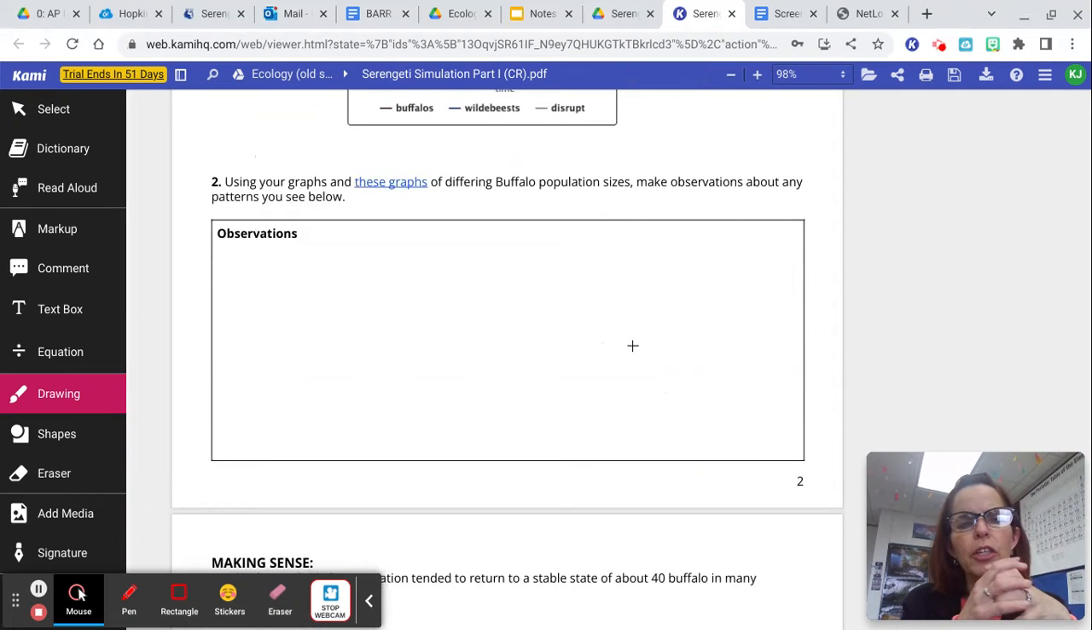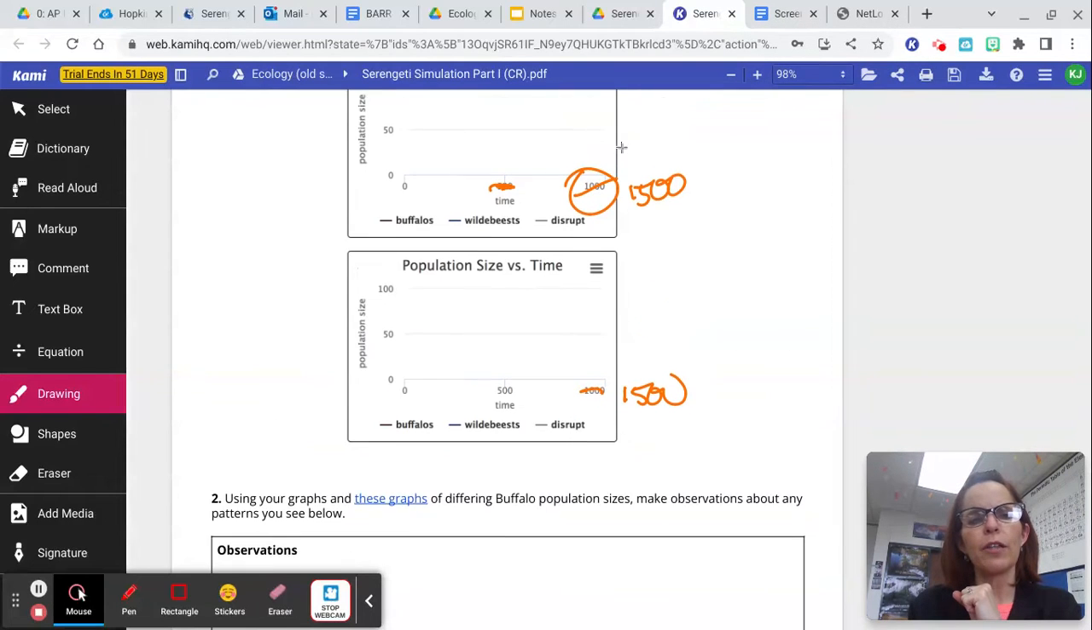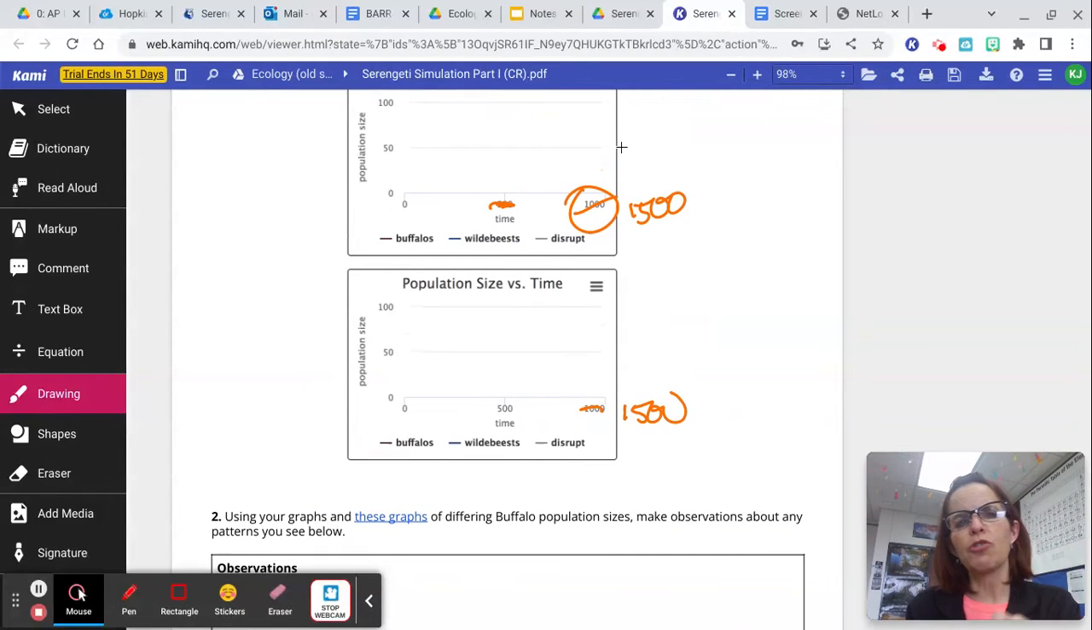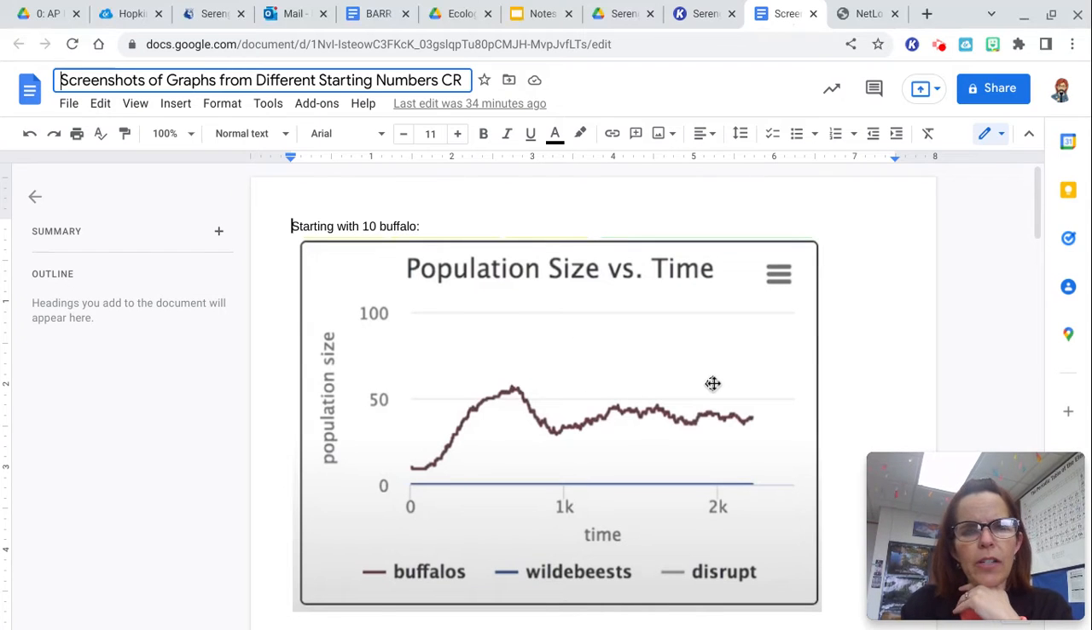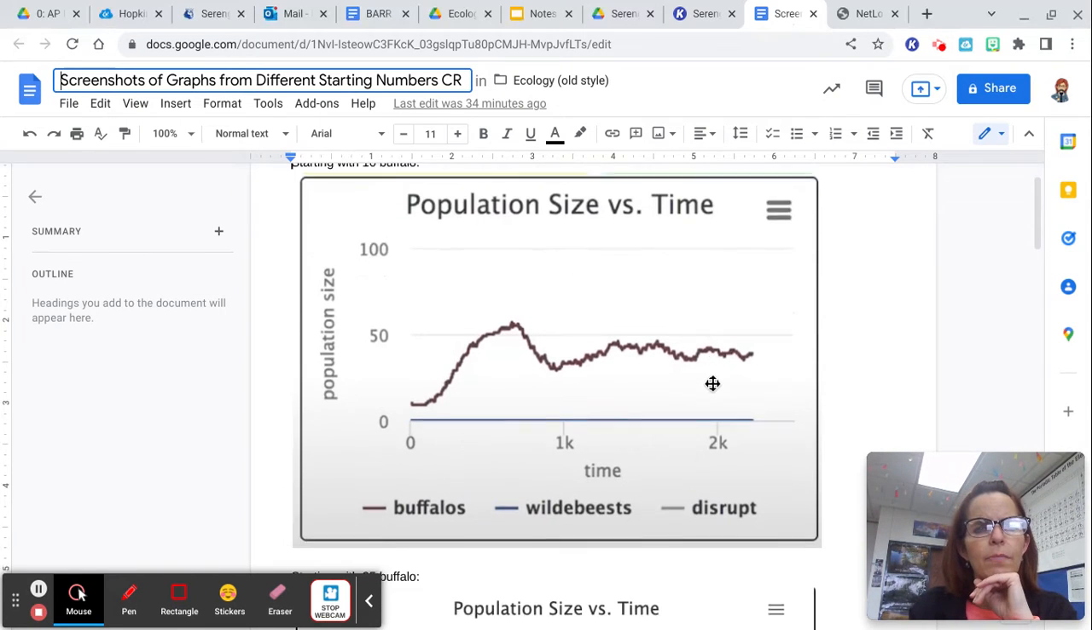It says, using the two graphs that you just made and these graphs of differing buffalo population sizes, which I'll show you in just a second, make observations about any patterns that you see. When we started with 50, we saw them drop and then fluctuate around 40. When we started at 75, we saw them really drop, but then come back again. Let's see what happens when we start with fewer or more. I took some screenshots so that we didn't have to watch the simulation every time.